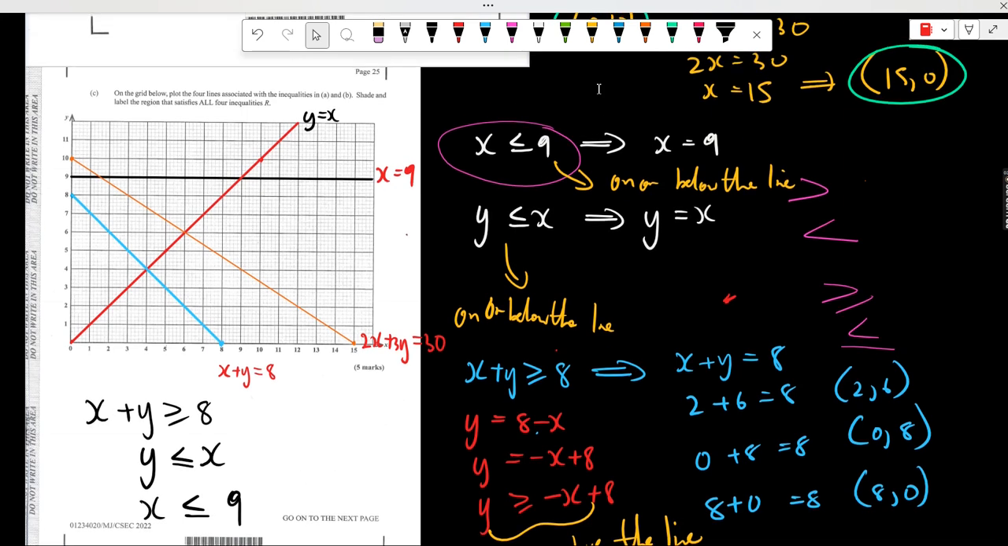So let's try to identify the region. We need to go below this black line, and below the red line as well. We need to go below the orange line, but we need to go above the blue line. So can anybody see the region satisfying those requirements? Yes, sir.